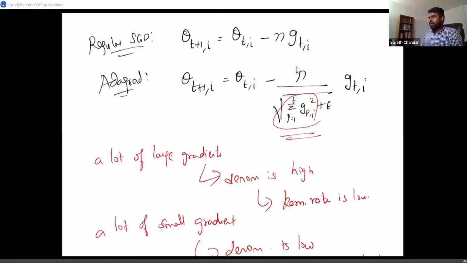The convergence quality will be bad. Why? Any other answers? Okay, near the local minima, the gradients are small. That is true.